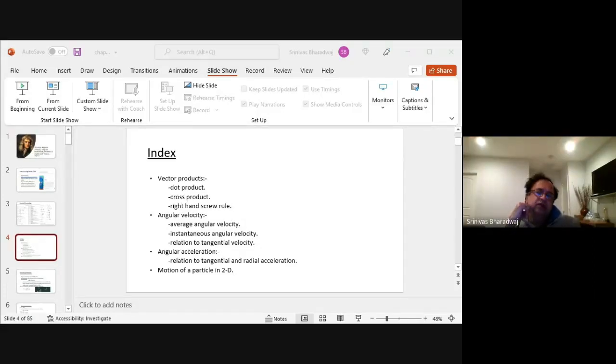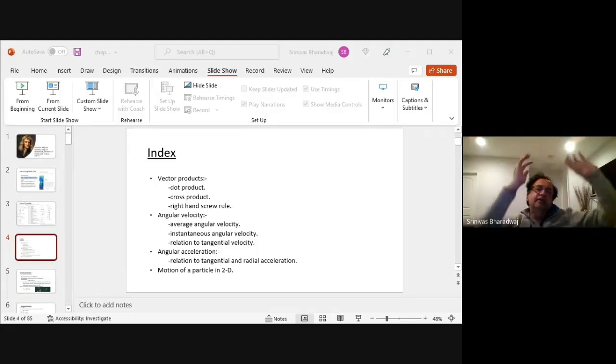v equals omega cross r. Omega cross v gives you the radial acceleration. Okay, so you end up with omega cross v, and then you have the tangential component, which is related to your angular acceleration, and that is called the tangential acceleration, that is alpha cross r.